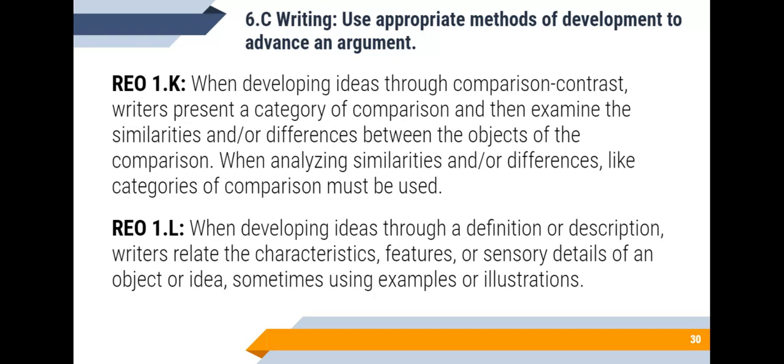Finally, 1.L, when developing ideas through definition or description, writers relate the characteristics, features, or sensory details of an object or an idea, sometimes using examples or illustrations. So when we look at definition and description, we're going to pair these two together. We're talking about the details, the aspects. You're trying to put it together so you can show us something.